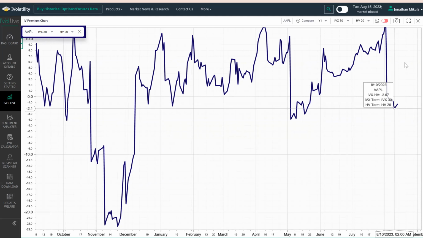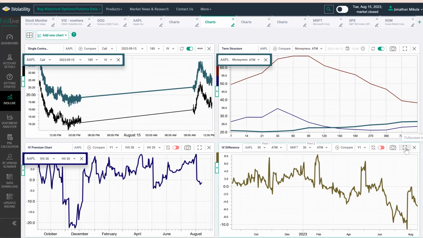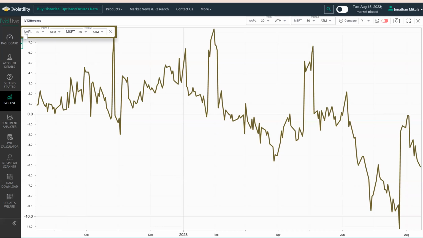Sometimes it's important to know when you're middle of the road. That's not always an extreme situation. So this would tell me calls and puts are both relatively fairly priced, which is what we saw in our charts earlier. Implied volatility difference. So here we go. This is also illustrative.